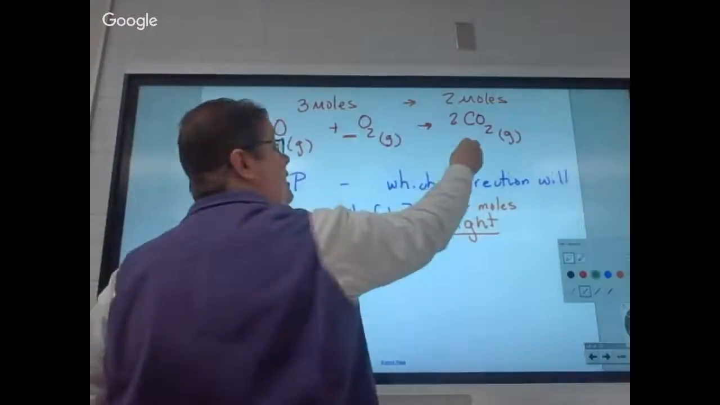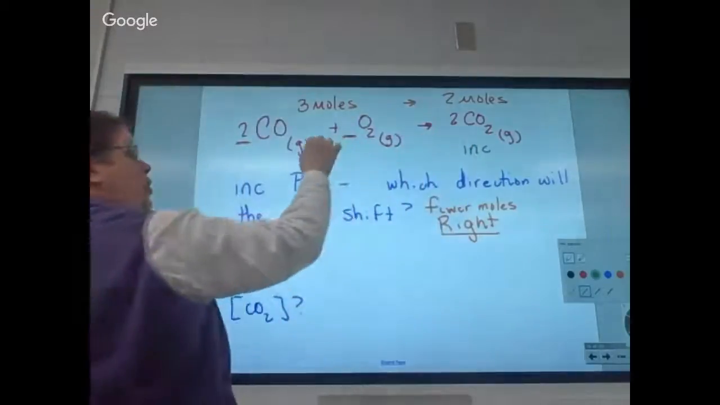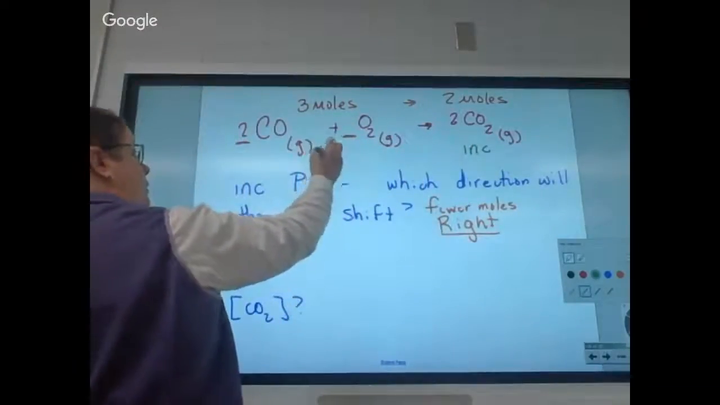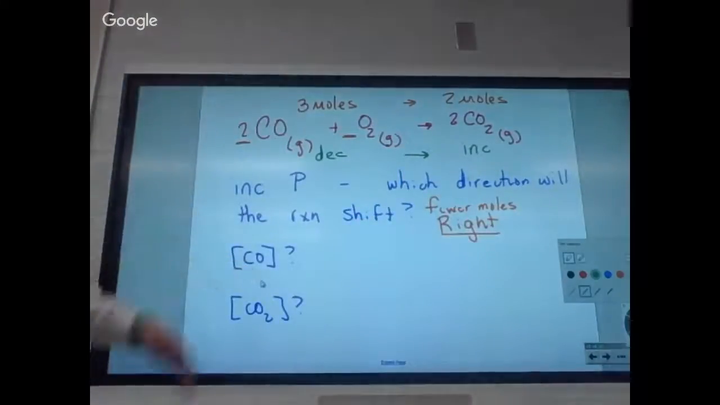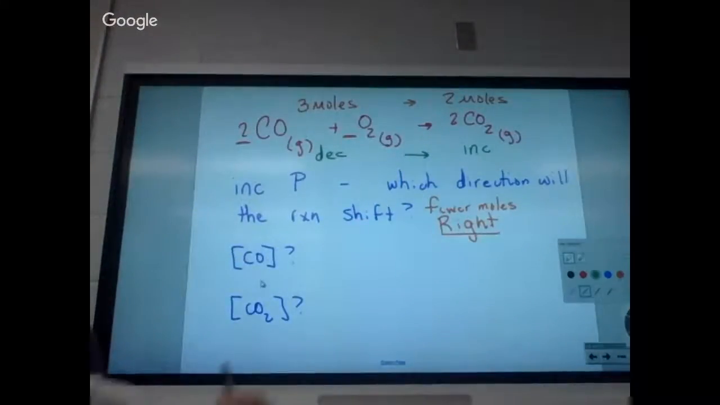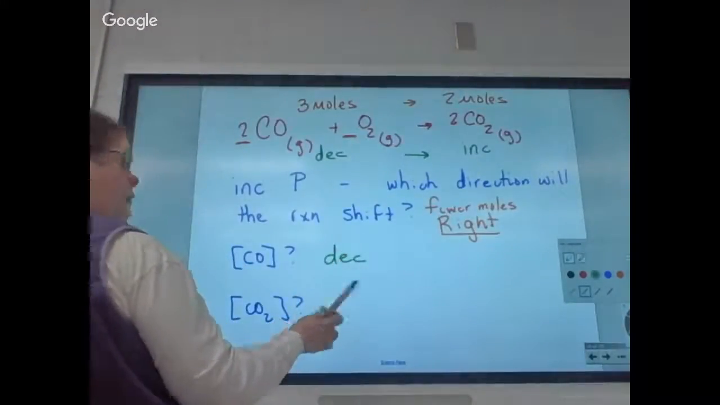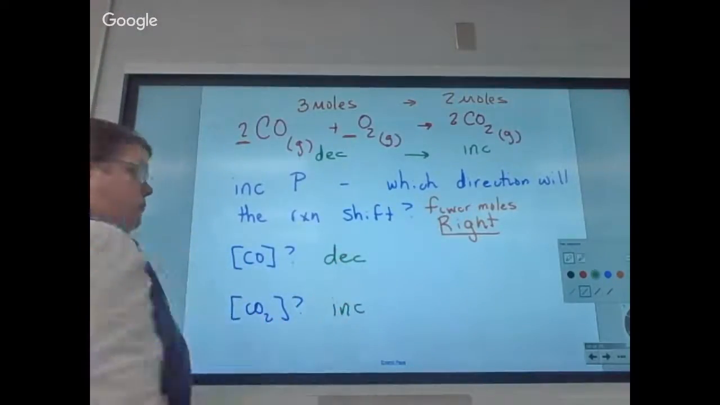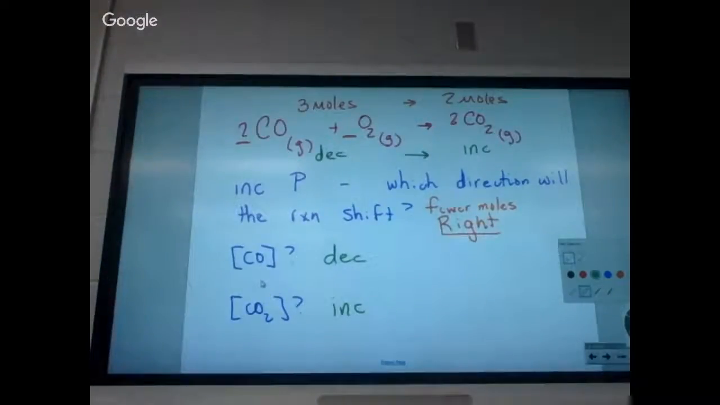whatever's on the right is going to do what? Whatever's on the left is going to do what? Because you said it shifted to the right. So what's going to happen to my CO? It's going to decrease. What's going to happen to my CO2? It's going to increase. Are you with me? I know Devontae is. I ain't sure about the rest of you.